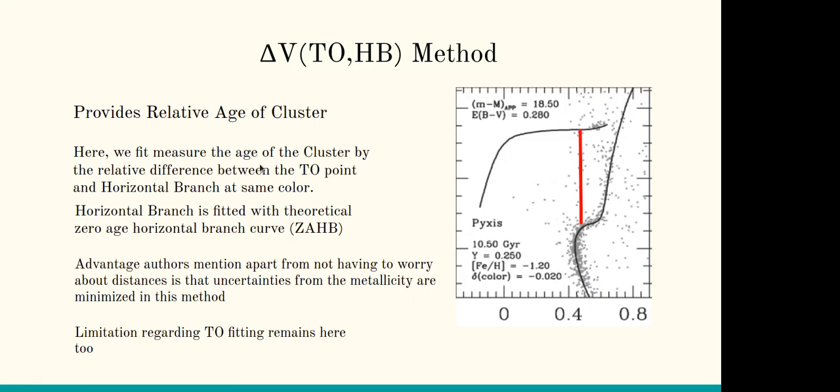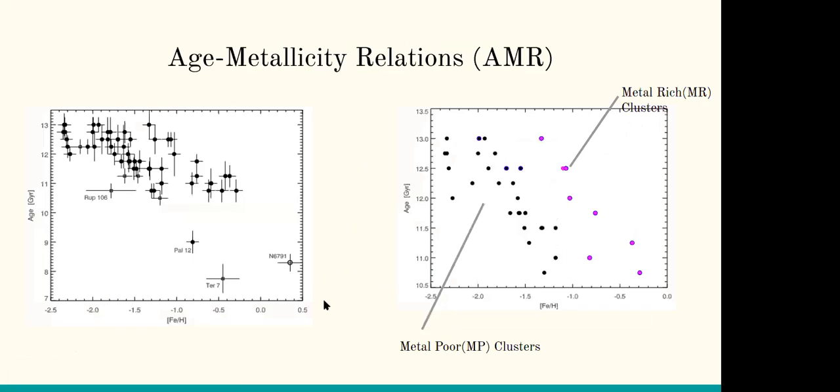So these are the two methods. The authors have used a refined version of this method in the paper to determine the ages of the globular clusters found in the Milky Way galaxy. They have used this method to find the ages of about 55 to 70 globular clusters.